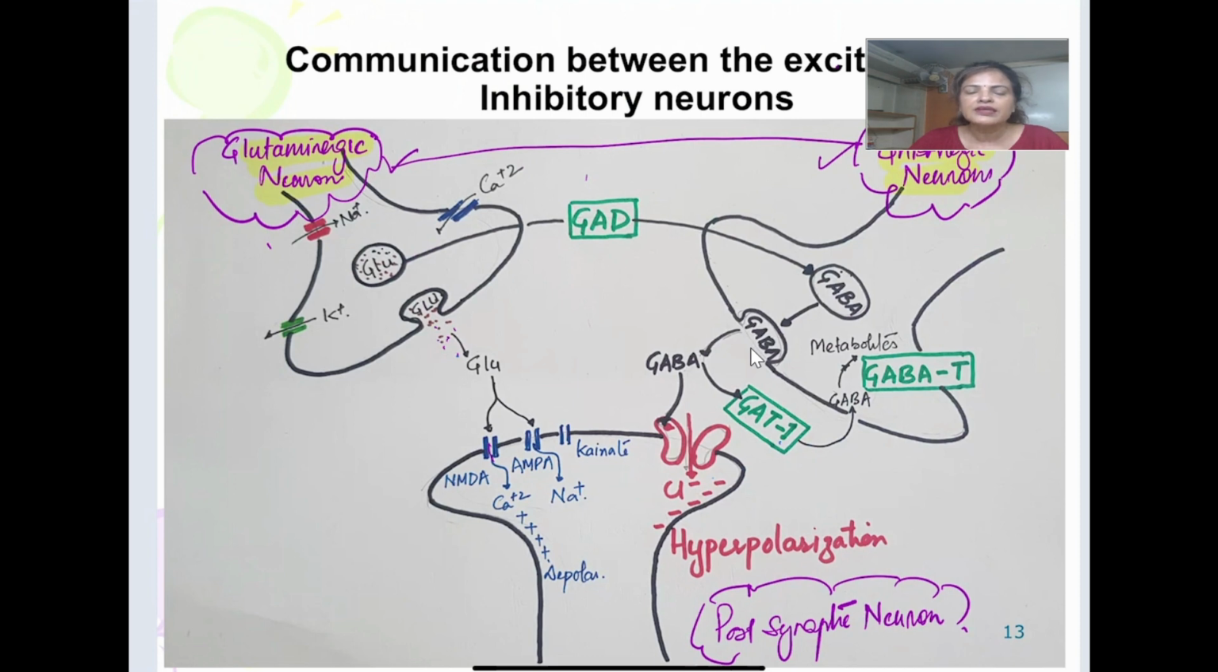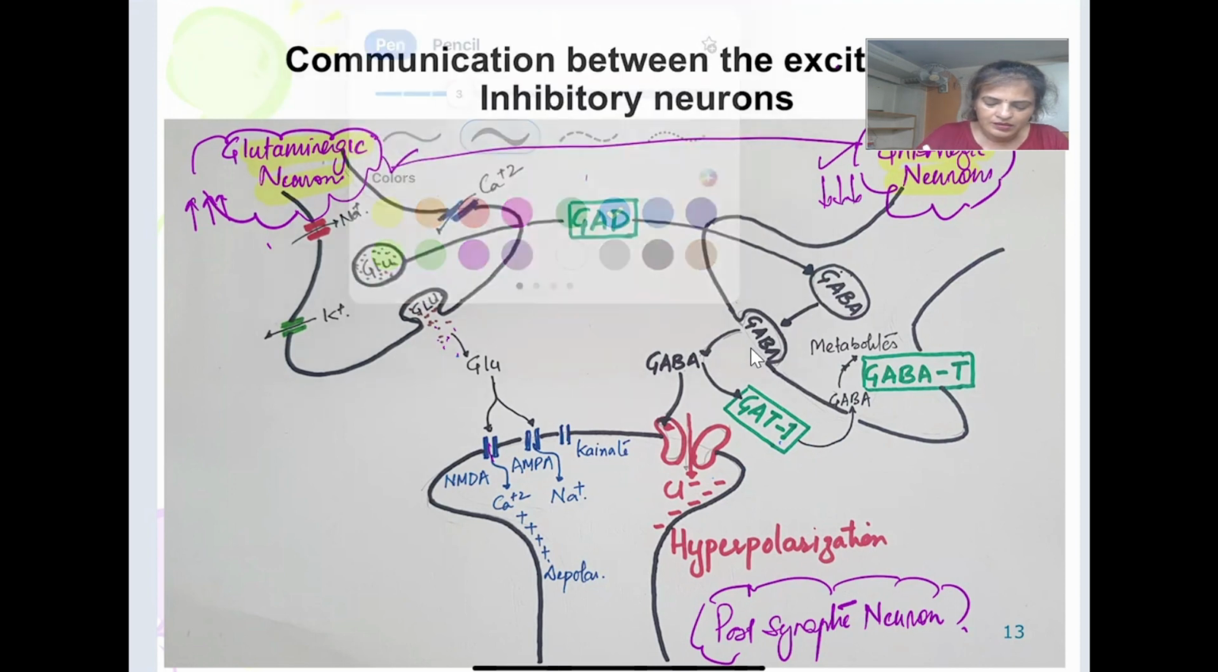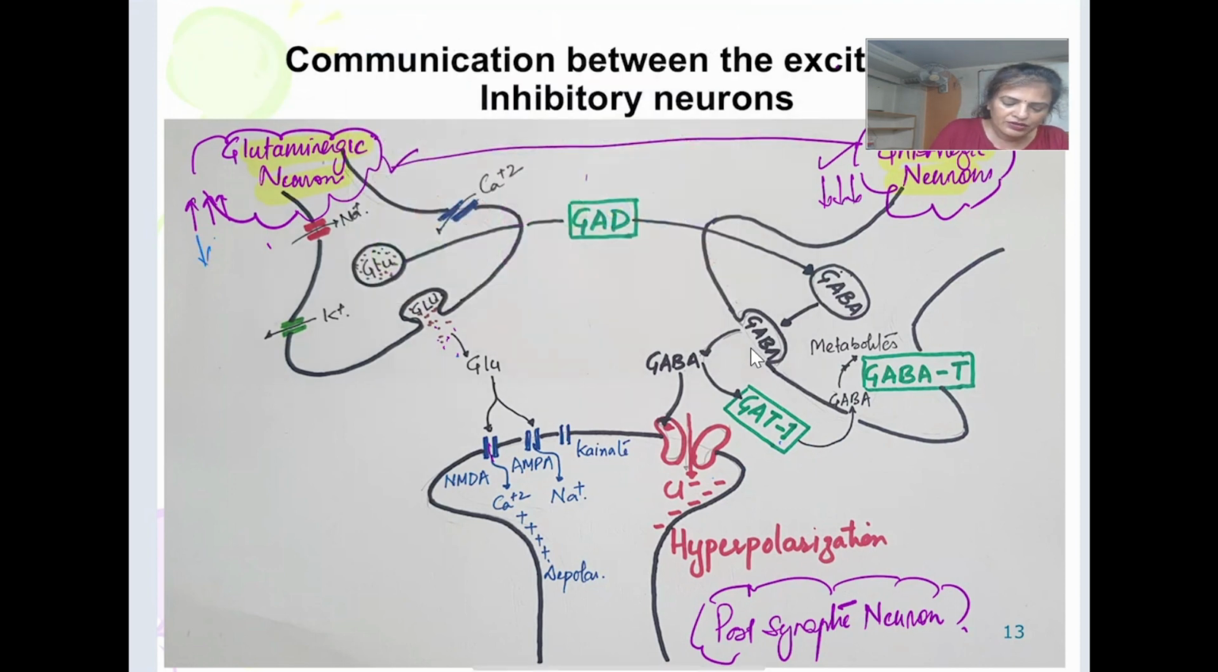So there is an imbalance between these two neurons. So what happens in epilepsy? There is increased glutaminergic activity and there is a decrease in GABAergic activity. This activity decreases. Now what the anti-epileptic drugs do, they act by either decreasing the activity of glutaminergic neuron or by facilitating the activity of the GABAergic neuron.